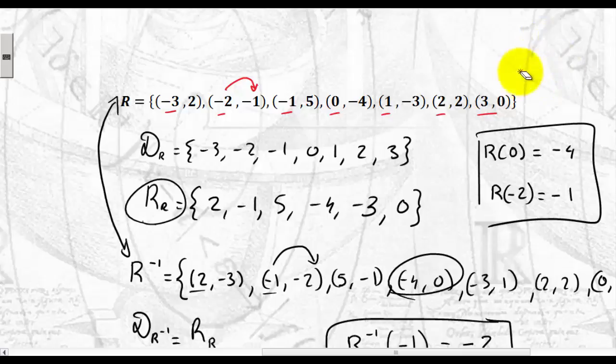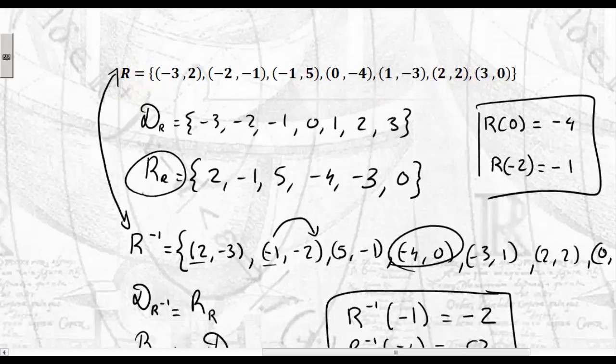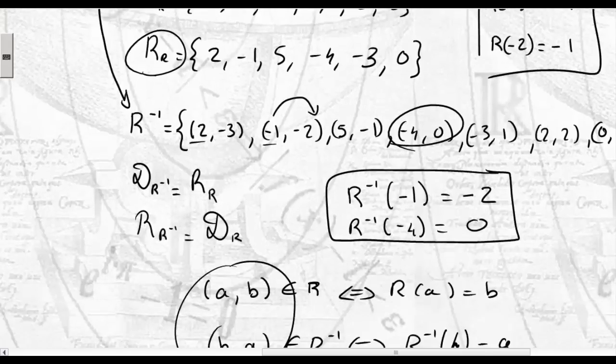But I don't have it. These inputs are only repeated once. So this is a function. How about the inverse relation? Is the inverse relation a function or not?